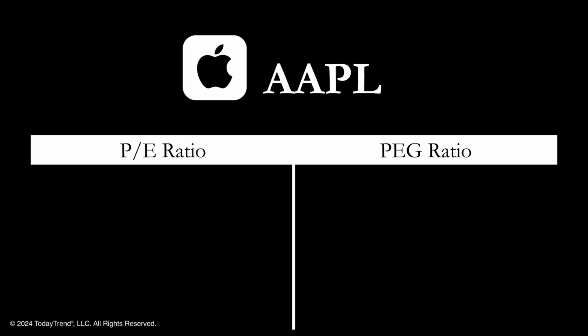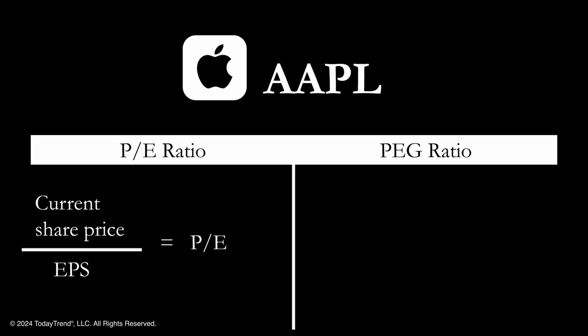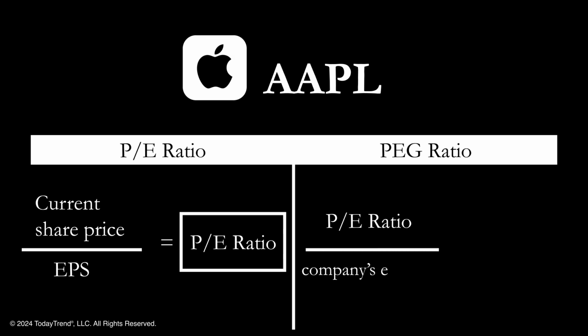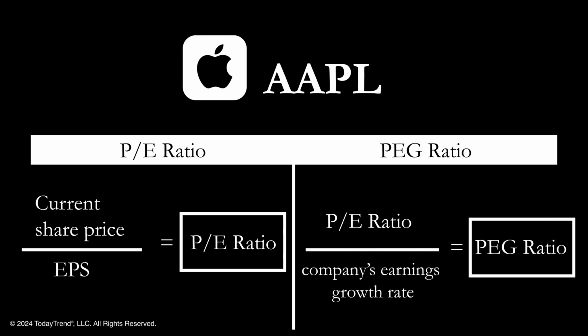Imagine you're evaluating Apple's stock. You calculate its PE ratio by dividing the current share price by its EPS. Then, you calculate the PEG ratio by dividing the PE ratio by the company's earnings growth rate.